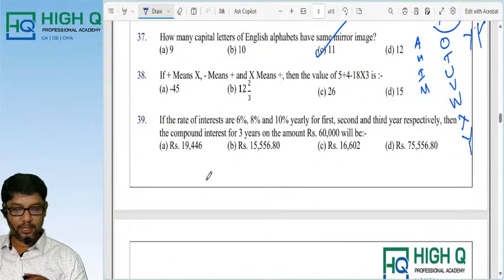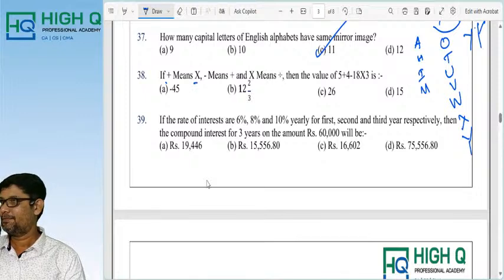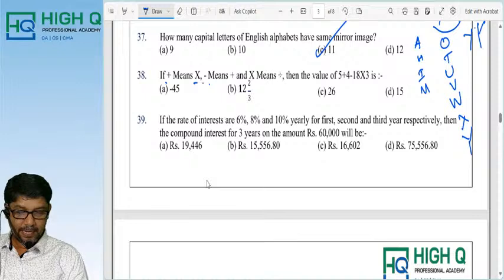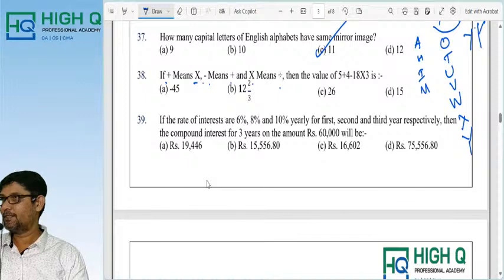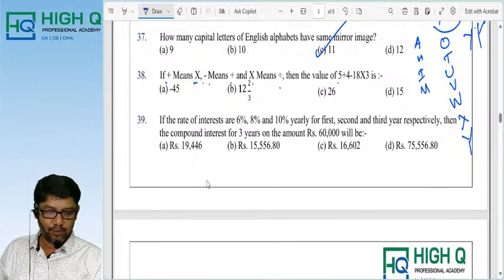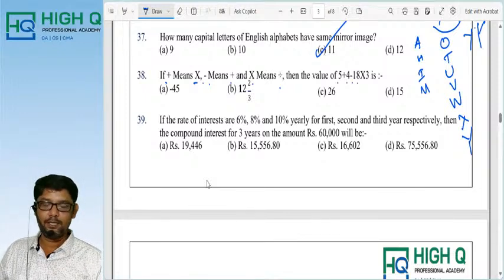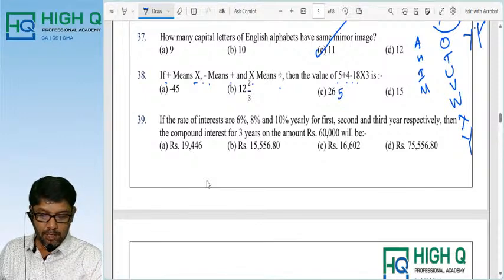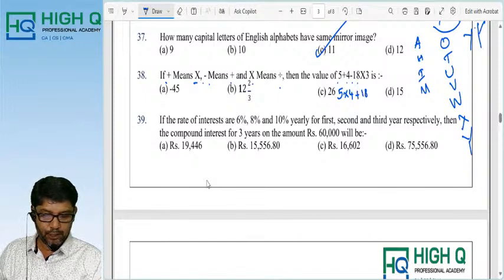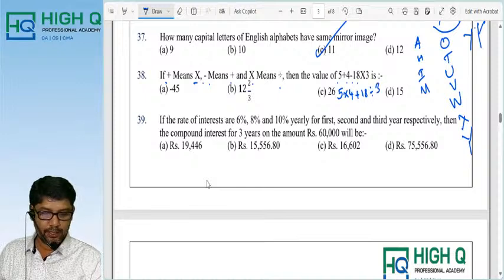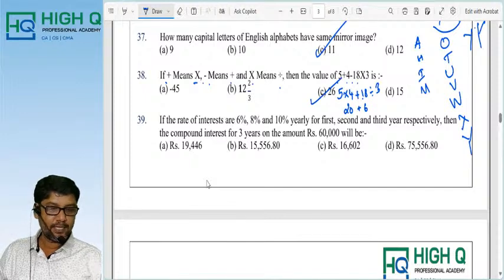Next one. Look at this. Plus means multiplication. Minus means addition. Multiplication means division. Code is given. They ask you to find out 5 plus 4 minus 18 into 3. Listen here. 5 plus means multiplication 4, minus means plus 18, into means division 3. 5 fours are 20, plus 18 divided by 3 is 6. Is the answer C, my dear?